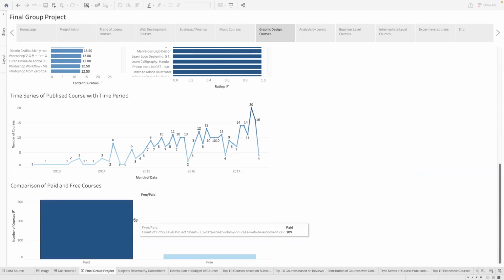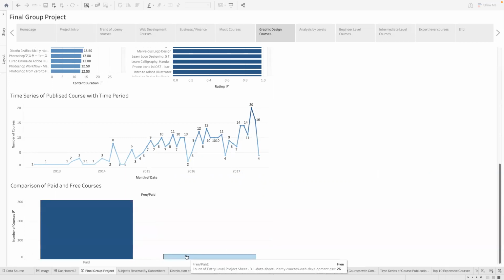In the next chart, we can see the comparison between paid and unpaid courses. At the top are paid courses, 309 courses were paid, and the rest were free courses.